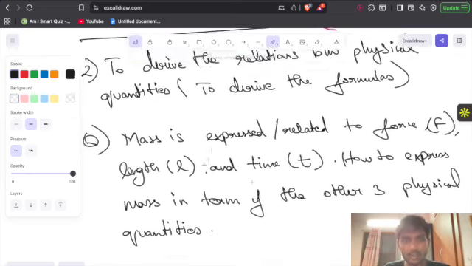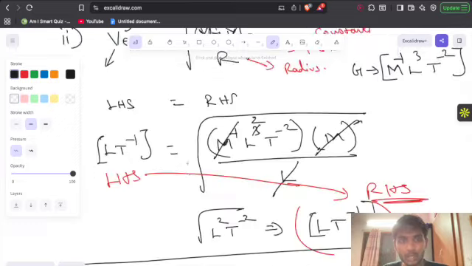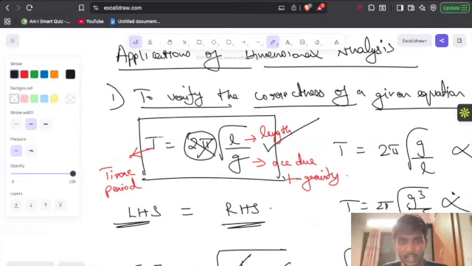So this is the question. Just understand the question. Take a second to read this question and understand the question. And I'll let you know what I mean from this question. So I took this formula.